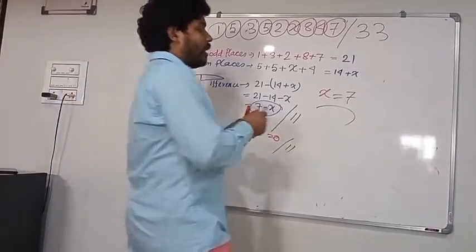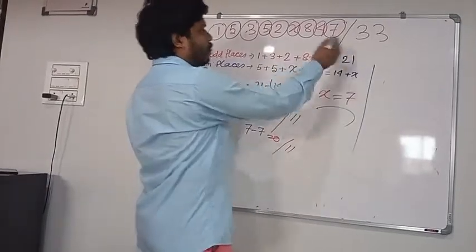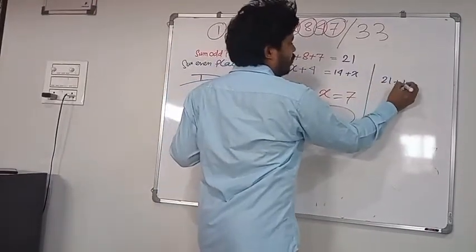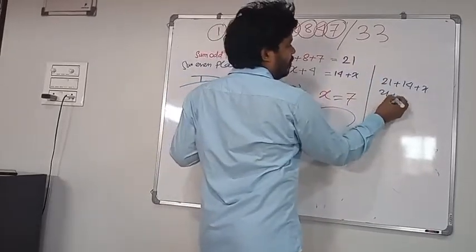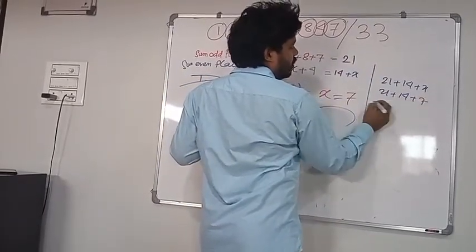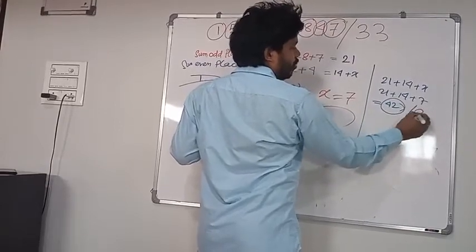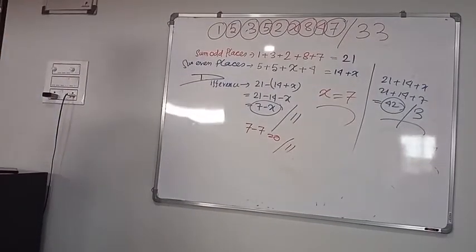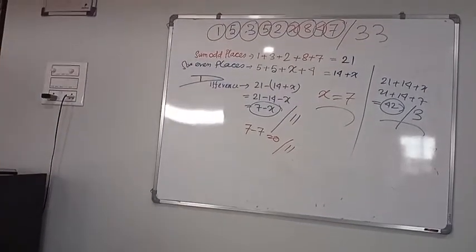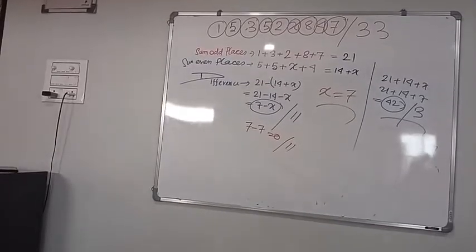So again we have to check whether the number is divisible by 3 or not. The sum of all digits is 21 plus 14 plus x, so 21 plus 14 plus 7, this will be 42. Look, 42 is divisible by 3 also. So since the number is divisible by 11 and 3 both, we can say that the number is divisible by 33.